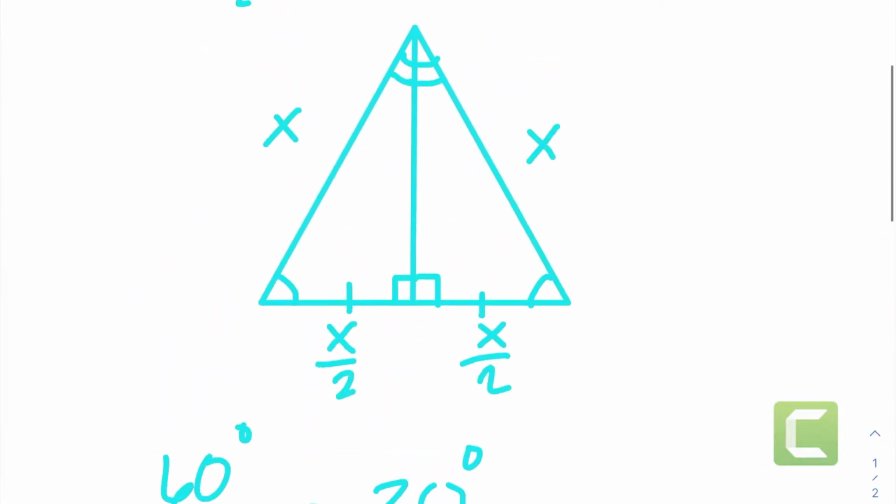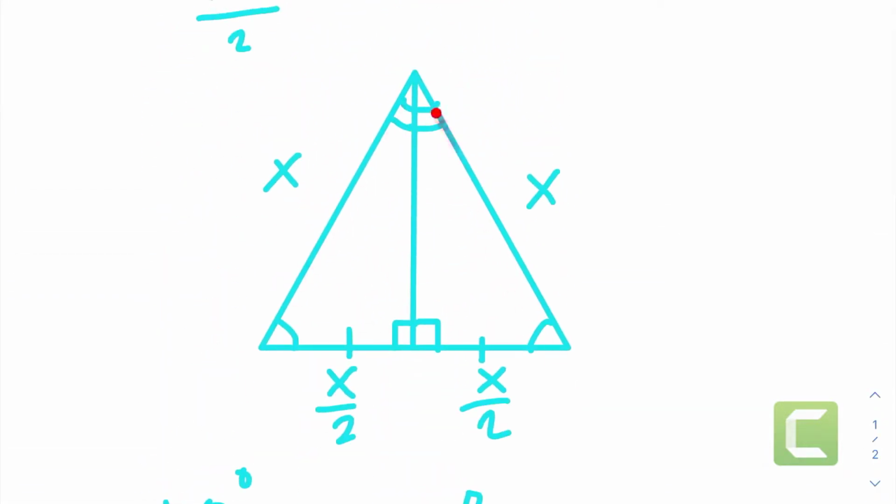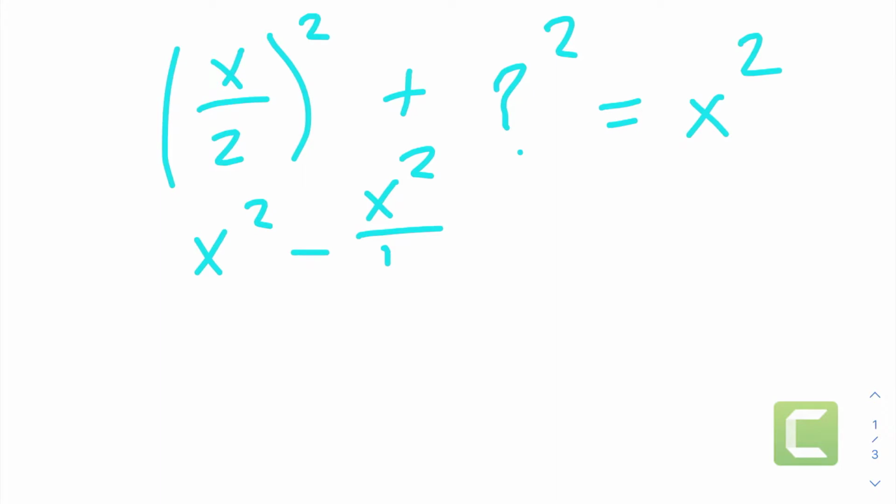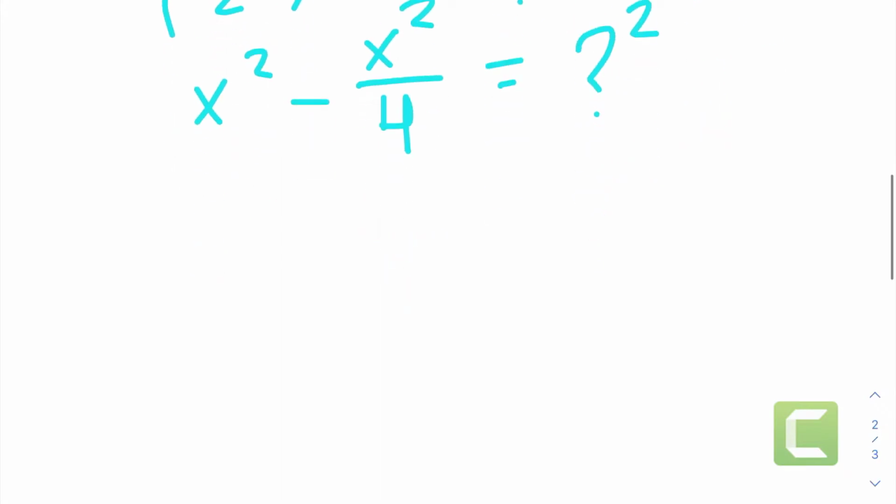So, we know that this is the hypotenuse. So, these two sides squared must add up to the hypotenuse squared. x over 2 squared plus, we're just going to write a question mark, is equal to x squared. So let's bring this over to this side. We have x squared minus x squared over 4 is equal to what we want to know, squared. Well, x squared is equal to 4x squared over 4.